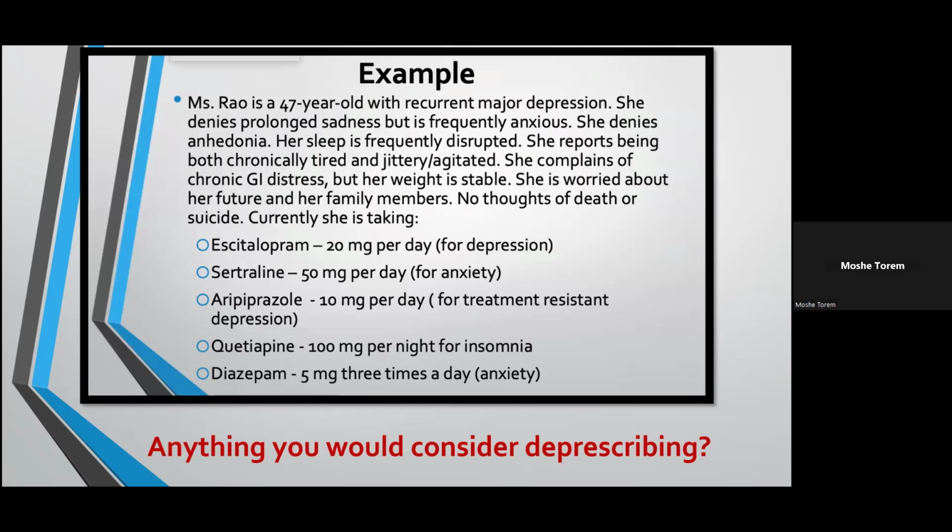I would consider starting with diazepam. Okay, and why diazepam in particular? Well, we already have two medications here to control anxiety. We got sertraline and we got diazepam. So the other option, of course, is reducing the sertraline because we already have S-citalopram.